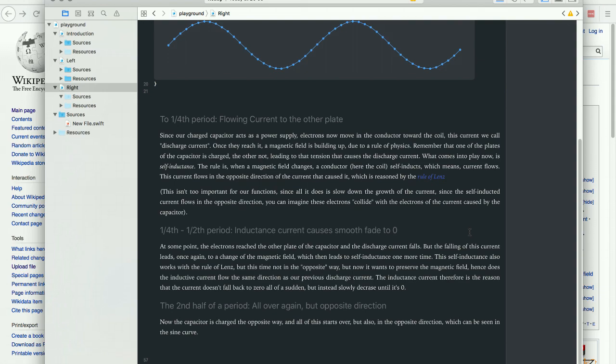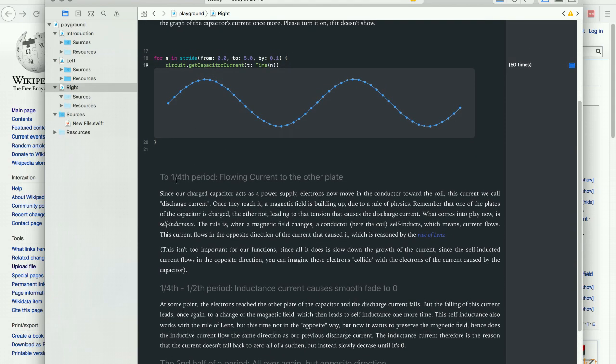Since the self-induced current flows in the opposite direction, you can imagine these electrons collide with the electrons of the current caused by the capacitor. All right. So that's to 1/4 period. So one whole period would be up here, I think. Up here. So that would be a whole period. So 1/4 would be, well, here it's half. So that's here, right? So up to here, all that does right now is just smoothing it out.